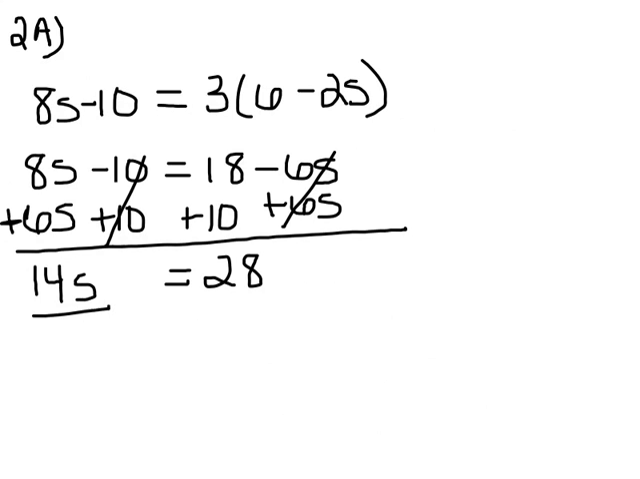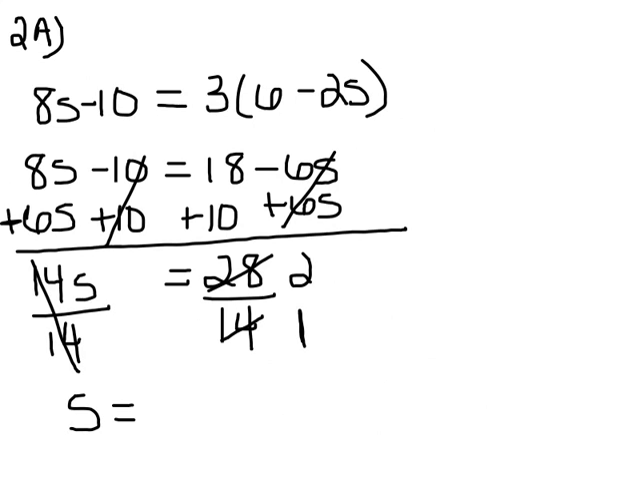Now we can solve our one-step equation by dividing by 14. 14 divided by 14 crosses off, and then we're left with s equals, and just remember to reduce your fraction. If you can't do out the division, just make sure that you reduce. So 14 goes into itself once, and 14 goes into 28 twice. So we are left with 2 over 1, or 2.